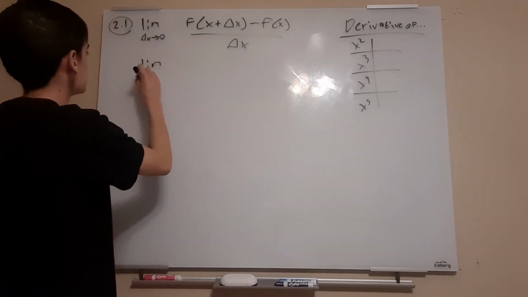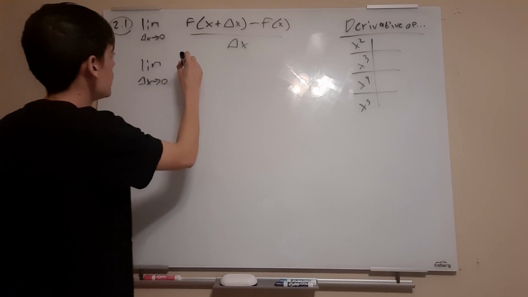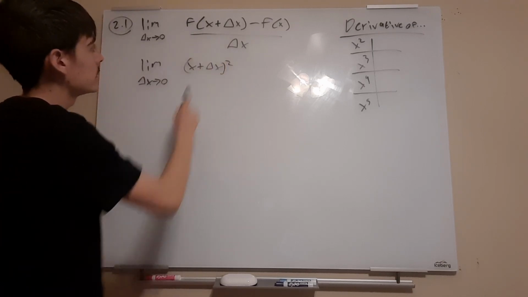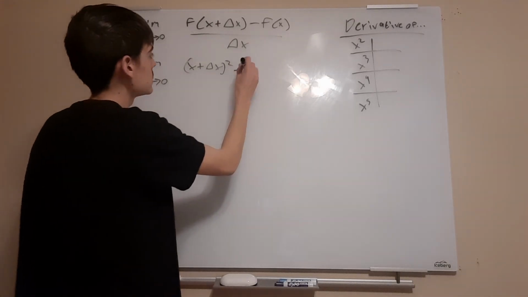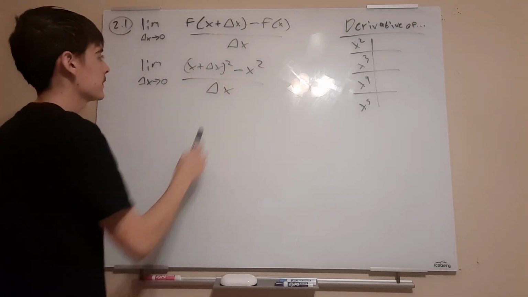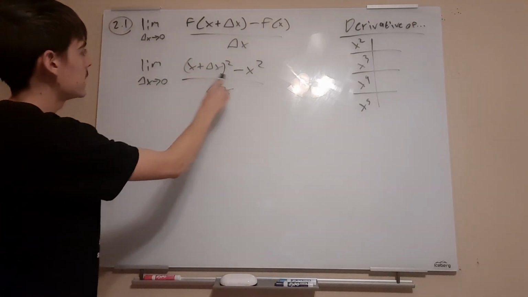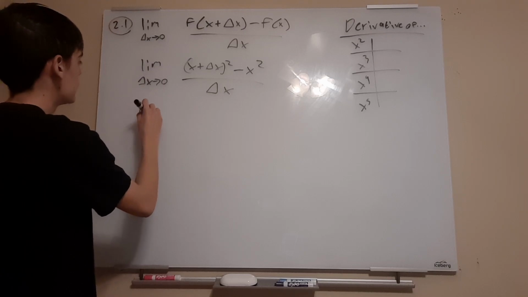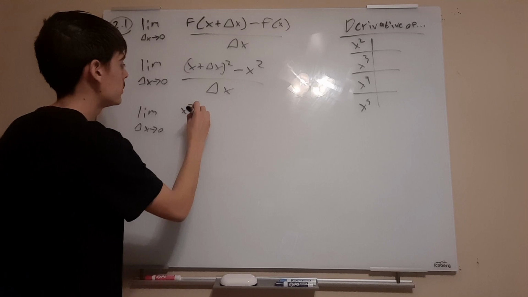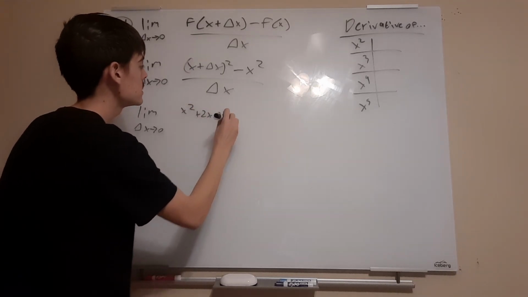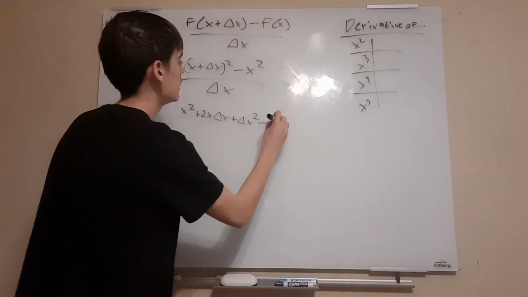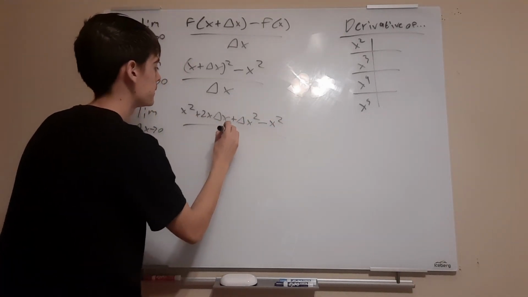So it'll be the limit as delta x approaches 0 of x plus delta x squared. That's our f of x plus delta x term. Then we will subtract f of x, so we will minus x squared. And then it will still just be over delta x. Now to simplify this, we're going to expand this squared term right here. So we will have the limit as delta x approaches 0 of x squared plus 2x delta x plus delta x squared. And then bring down this minus x squared, and it is still all over delta x.